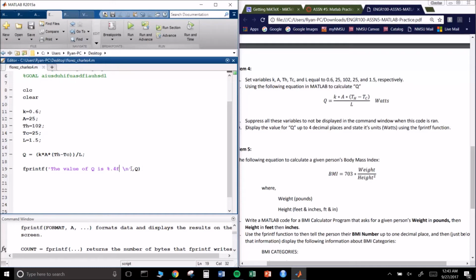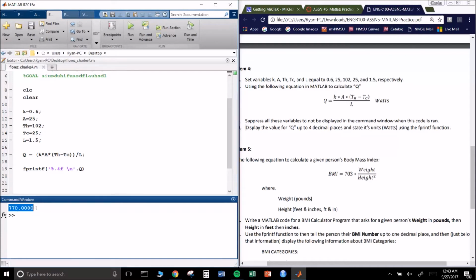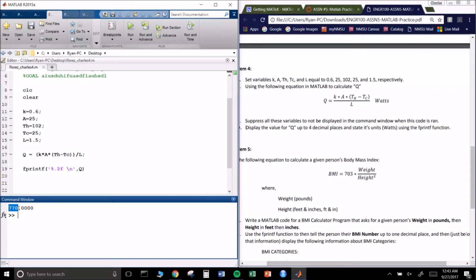So what this is going to do, let's say I take all this stuff out and I just display what my number is, and I hit run. Now it's going to display my number up to 4 different decimal places here. If I change this to 2, what do you think is going to happen? Hopefully we'd end up with just this, where we have 2 decimal places. And that's exactly what we have.